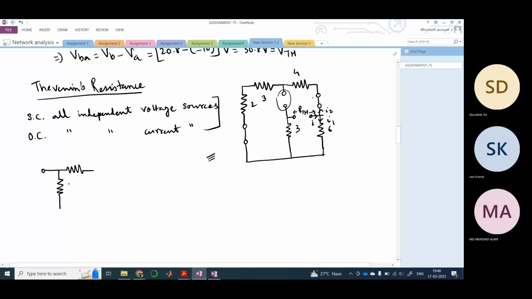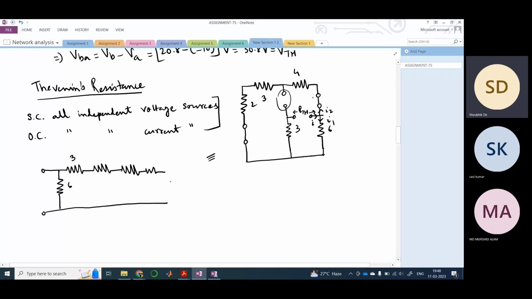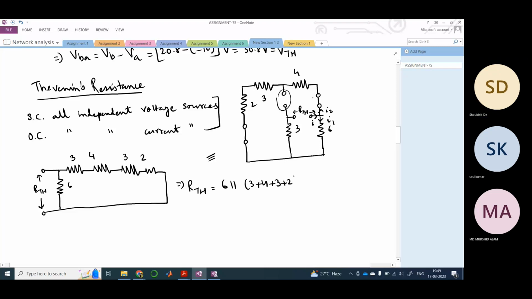So therefore, your 6 would be this, then this is your 3, and then all the other resistances, right? So this is your 4, this is your 3, and this is your 2. So this would be the equivalent Thevenin circuit. So this is 4, this is 3, this is 2, and this is RTH. Therefore, what would be your RTH? This would be 6 in parallel with 3 plus 4 plus 3 plus 2. Hope I have done correctly.